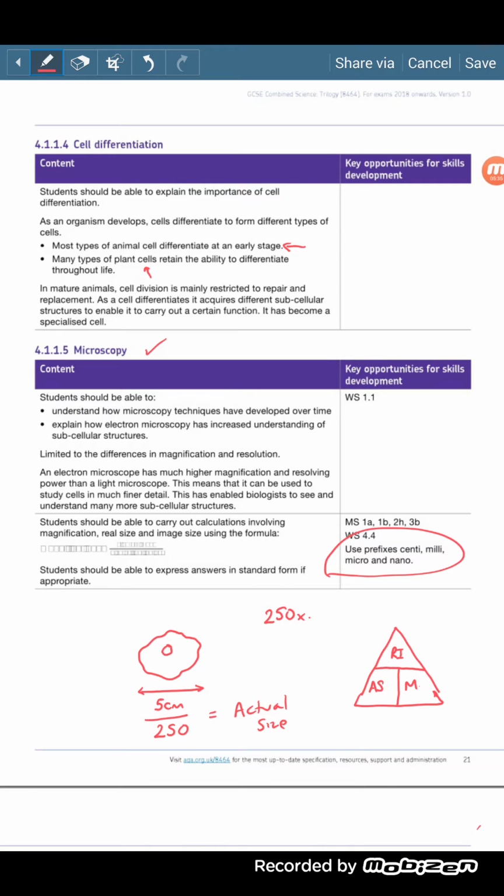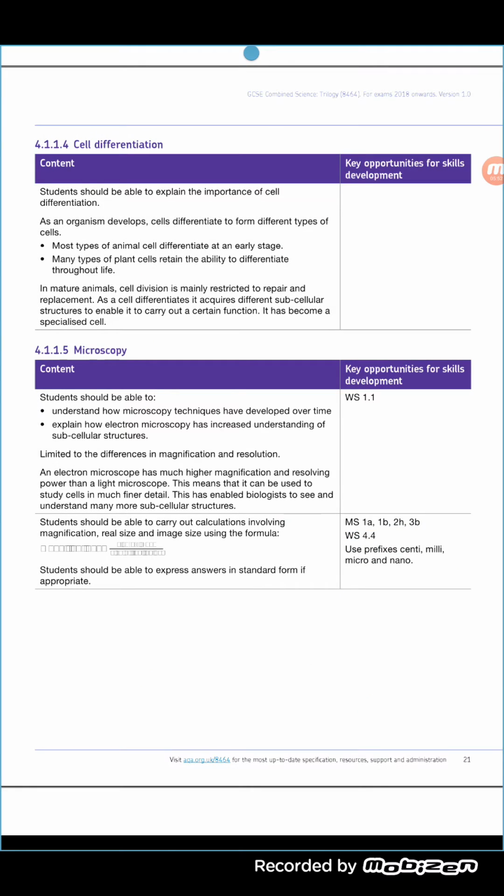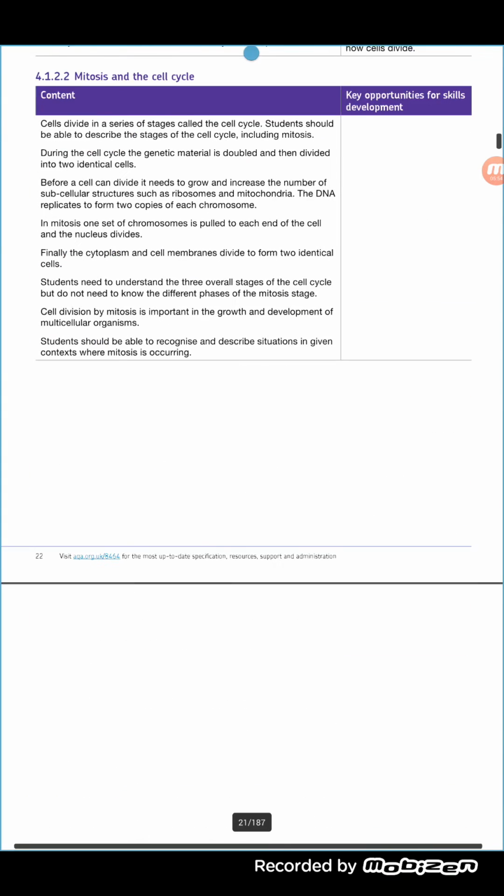It's magnified by 250. How big would it be on the page? And so we just use this triangle in order to work those out. And it's a bit like the speed, distance, time triangle, but just for magnification. We do need to know the differences between light and electron microscopes as well. And you can see what they're saying there in the specs.